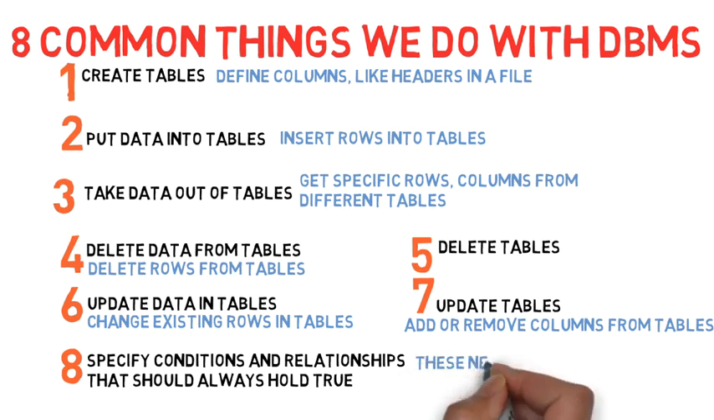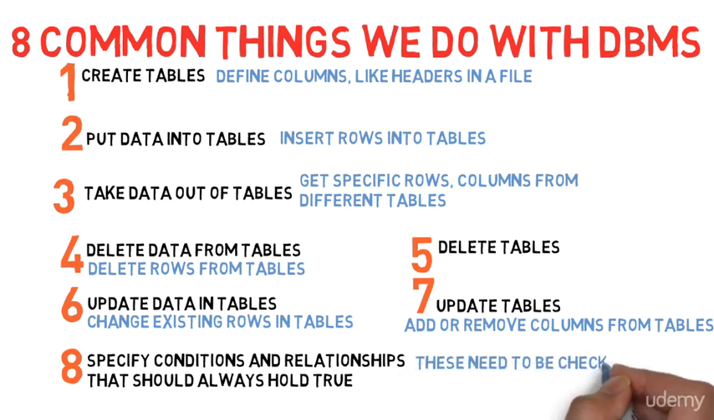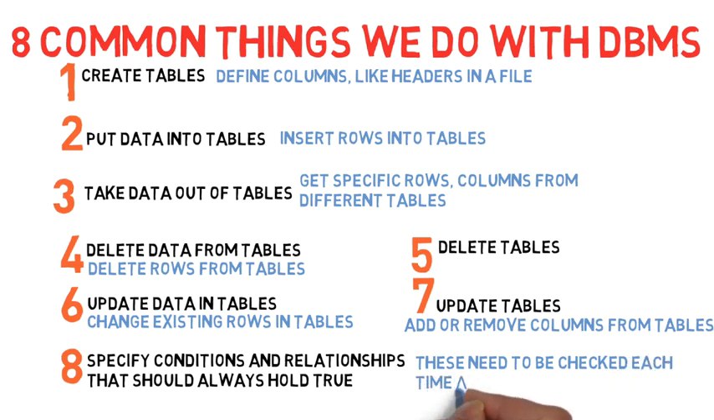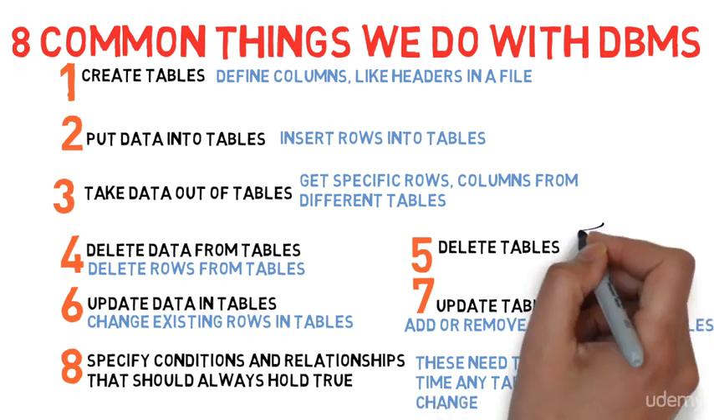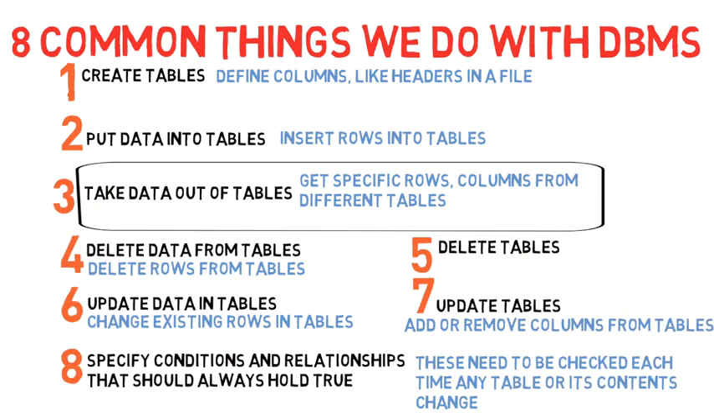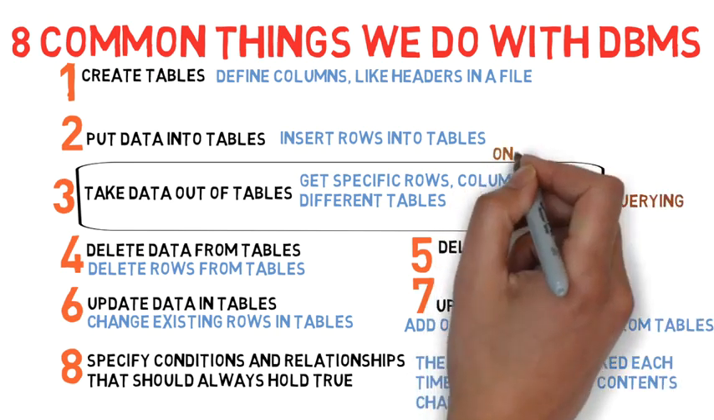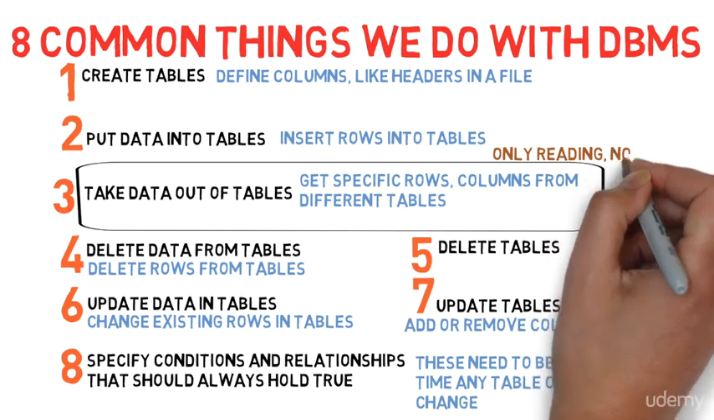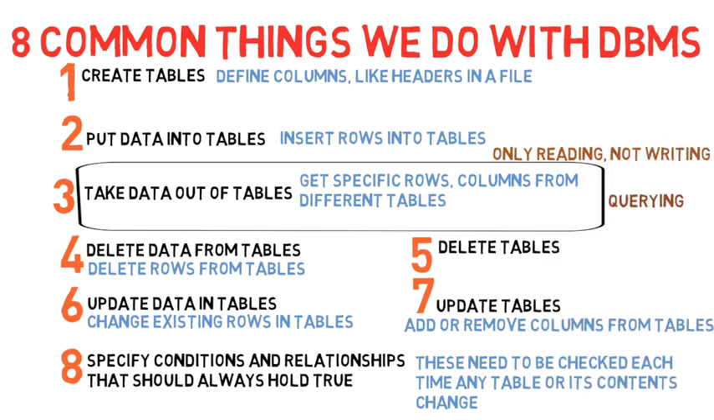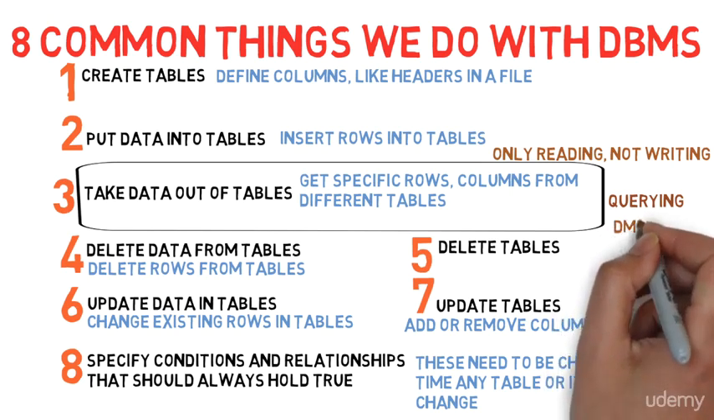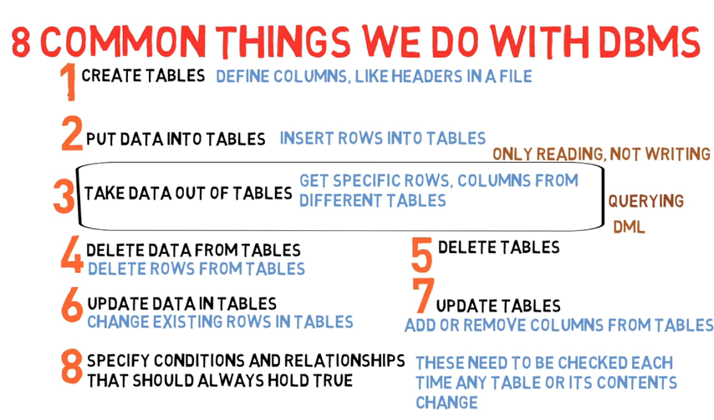What about the conditions and relationships? These need to be checked each time any table or its contents change. Only then will we be able to ensure that the constraints are always true or always met. Let's focus on taking data out of tables and what we need to do to achieve that. This is called querying. This involves only reading the data from the table and not changing it or updating it in any way. It's not writing. We use the DML or the data manipulation language for this.